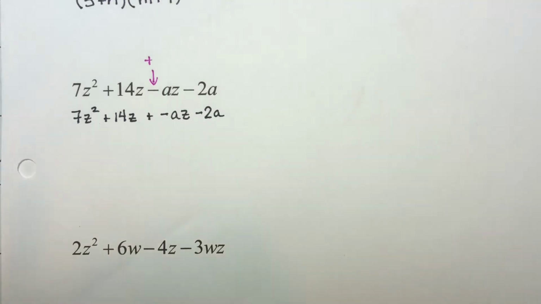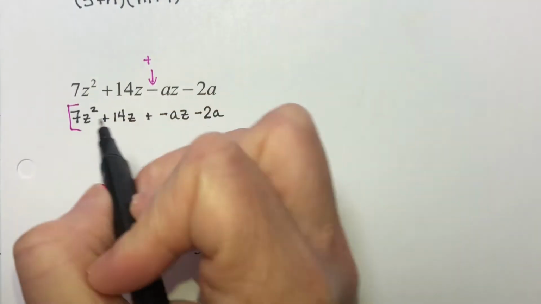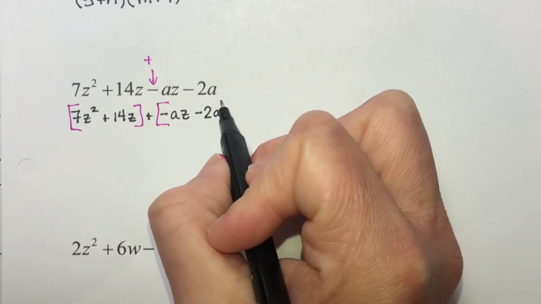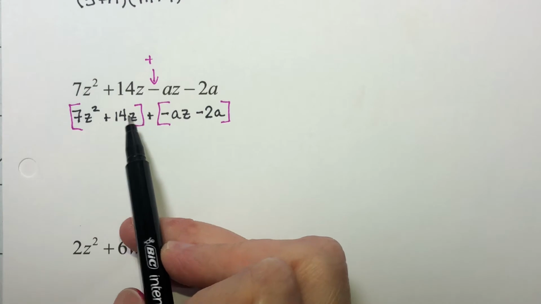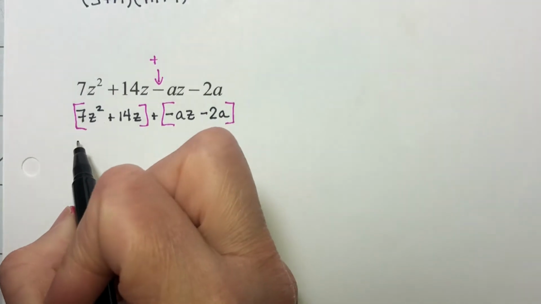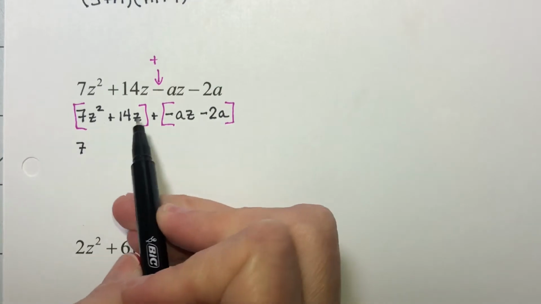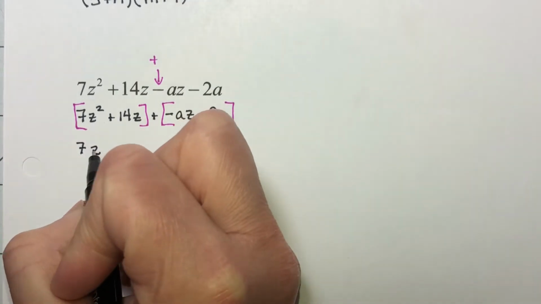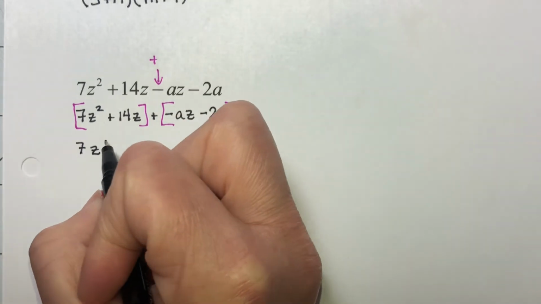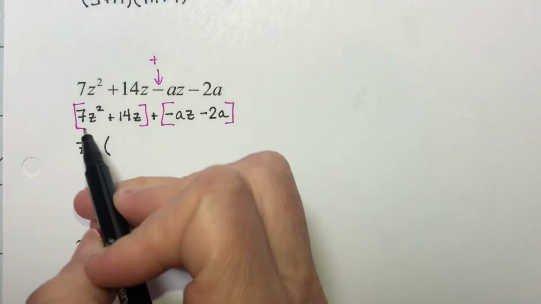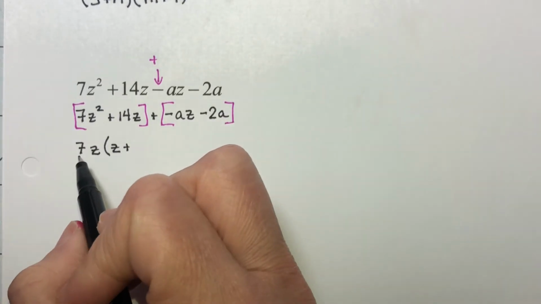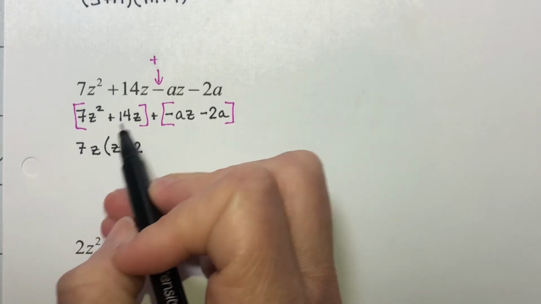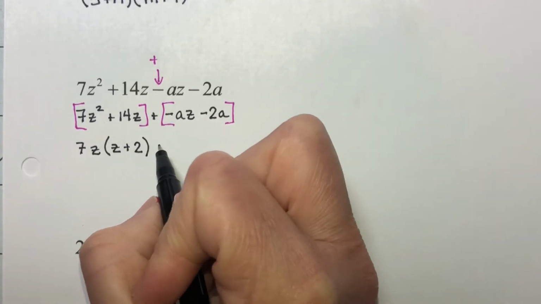Now that I've done that, I group the first 2 and then the second 2. And I ask myself, can I factor anything out of the first group? Well, both of these have a z, and 7 does divide into 14. So I'm going to factor out a 7. My smallest exponent is a 1, so 7z. And 7z, I need to multiply it by something to get 7z squared. That would be another z. Plus 7 times 2 gives me the 14, and this already is there. Okay, plus.